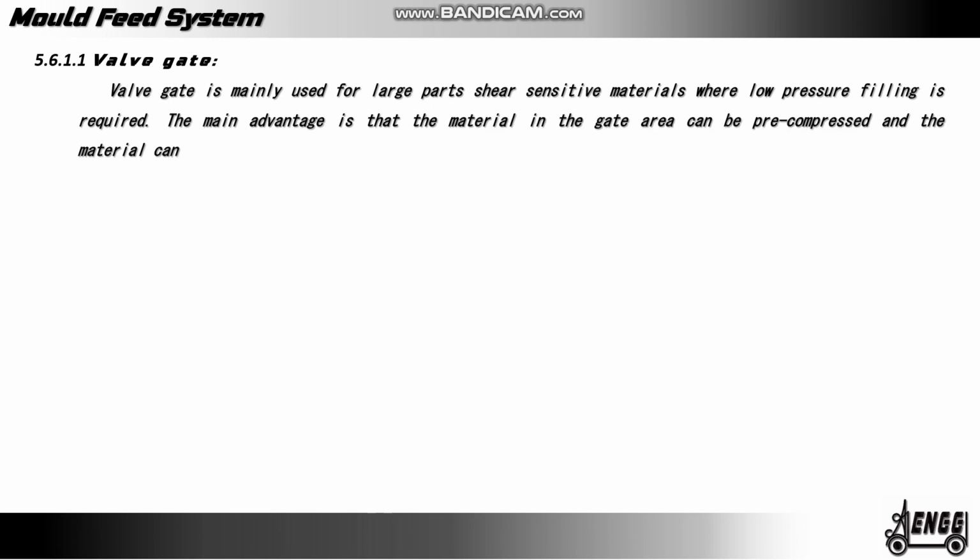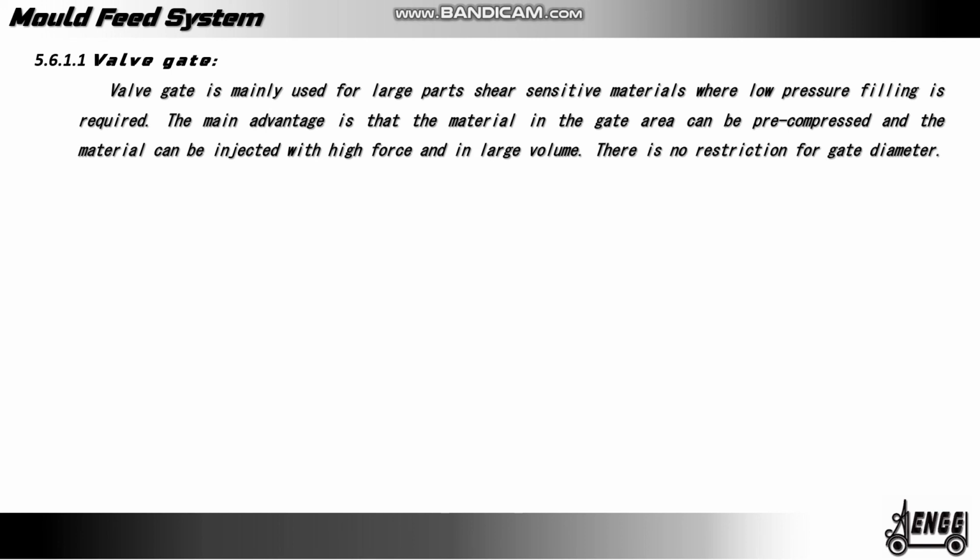Valve gate. Valve gate is mainly used for large parts and shear sensitive material where low pressure filling is required. The main advantage is that the material in the gate area can be pre-compressed and the material can be injected with high force and in large volume. There is no restriction for the diameter. The valve pin can be operated mechanically, hydraulically or pneumatically.